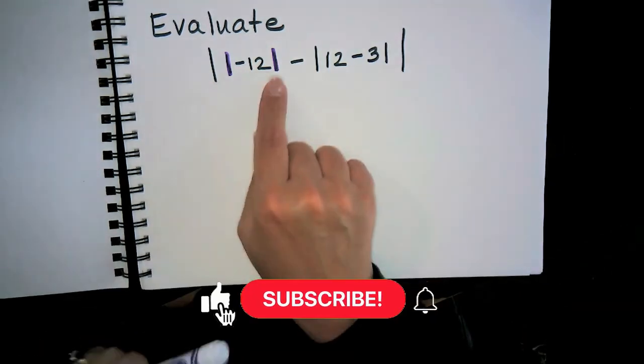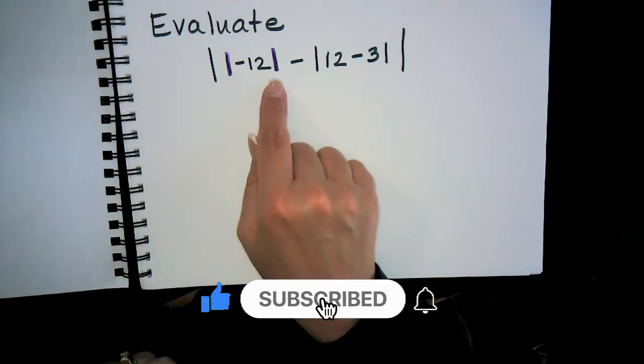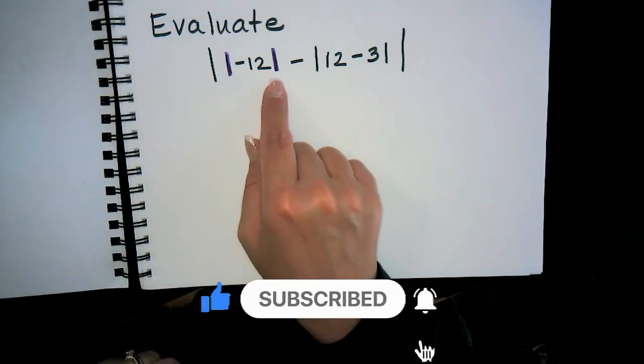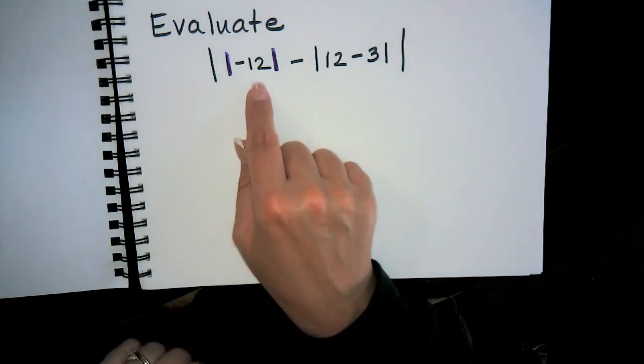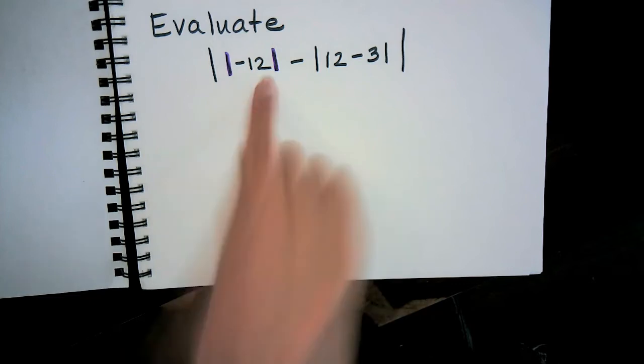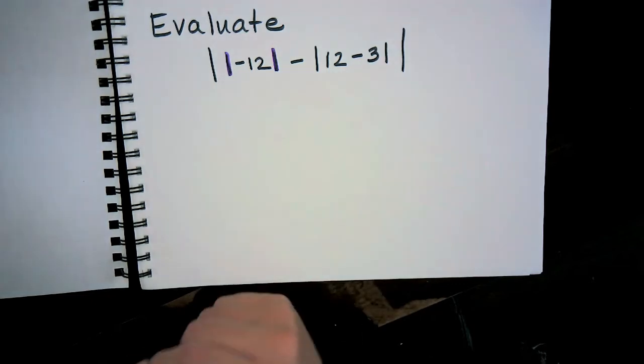Now, absolute values simply mean the distance a number is from zero. But a shortcut that people remember is that whatever is inside the absolute value is changed to a positive. So this absolute value of negative 12 is just going to be 12.